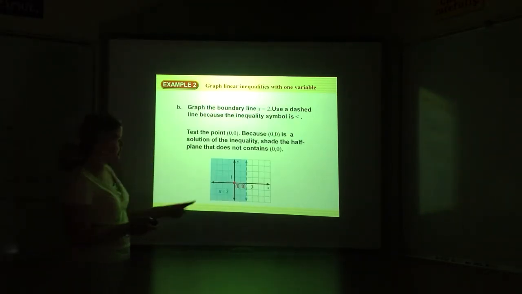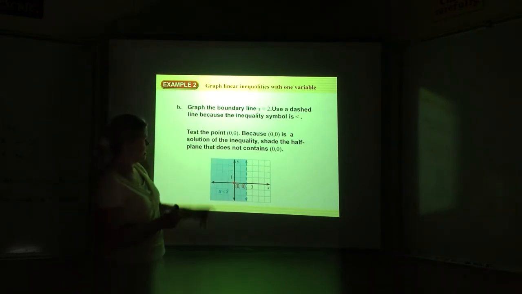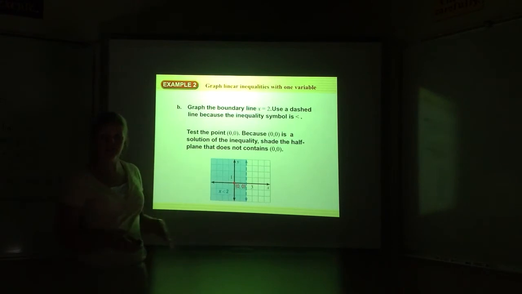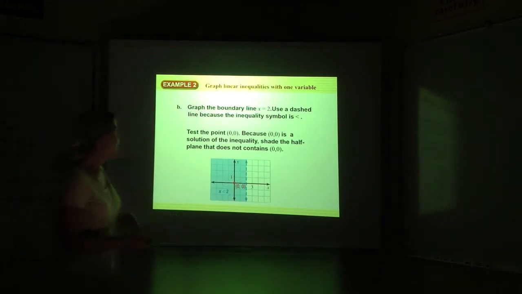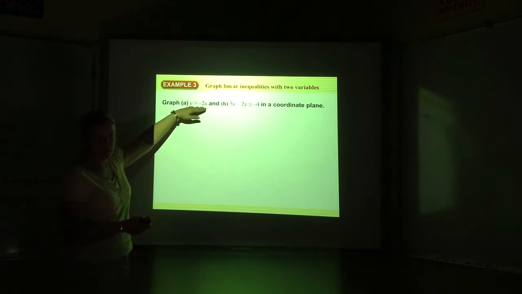We're also going to check 0, 0. So here we are at 2. We made our nice dotted line. We're going to check the point 0, 0. So if I put 0 in, is 0 less than 2? It is, so we cover up that side. Okay, see how we're doing this? Now, let's go on. We've got kind of more tricky ones here.